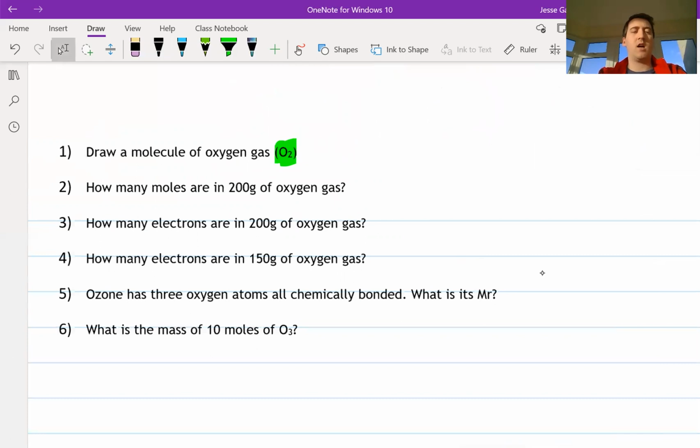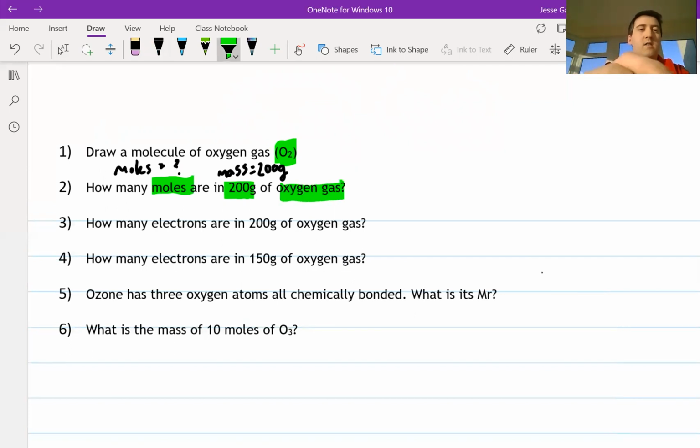Okay, how many moles are there in 200 grams of oxygen gas? Okay, so here, what do I know? I know the mass is equal to 200 grams. I want to know how many moles. Don't know, so the question, how many? So moles equals question mark. And I know that it's oxygen gas. So what does that mean? Well, that means it's O2.